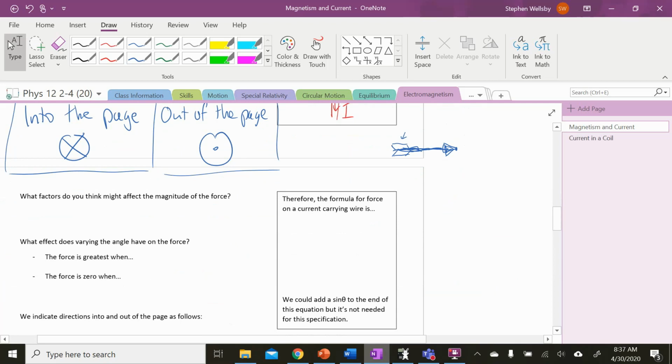So what factors do you think might affect the magnitude of this force? So pause the video for a second, have a think about that. What factors do you think might make that force larger or smaller? So picture that video again. What factors do you think would make that a stronger force or a weaker force?